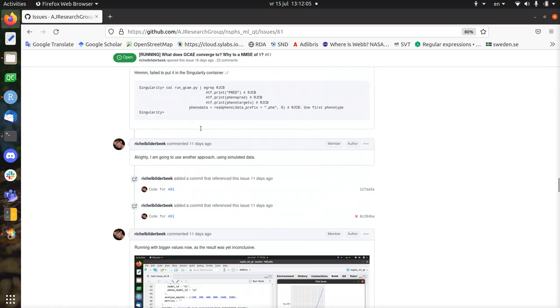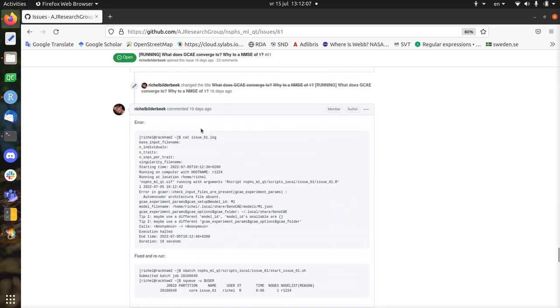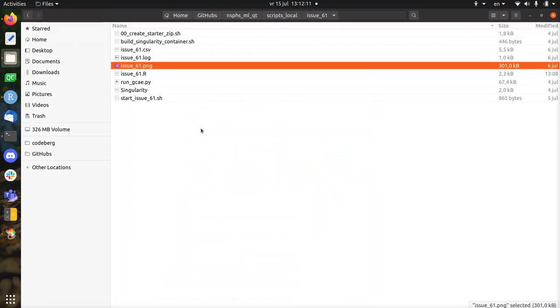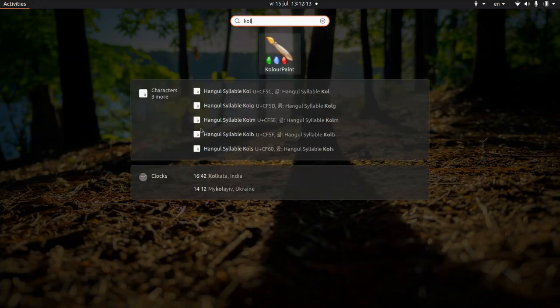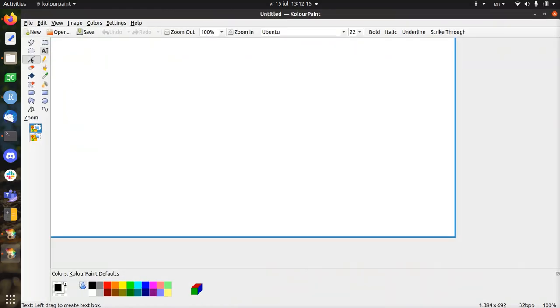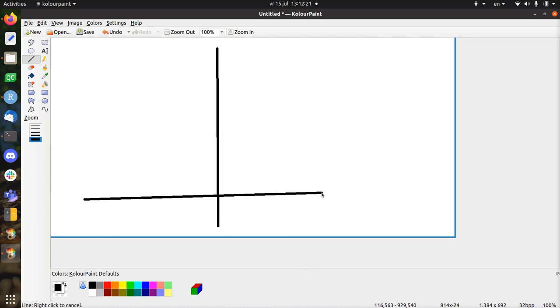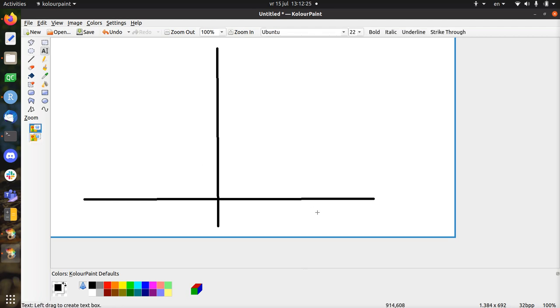So I investigated this here. I felt it had to do something with the negative values. Maybe it didn't account for this, but let's make a graph here, because the one that we find can be perfectly explained. So here I draw a trait value, and on this axis I put a frequency, so how often you find it.